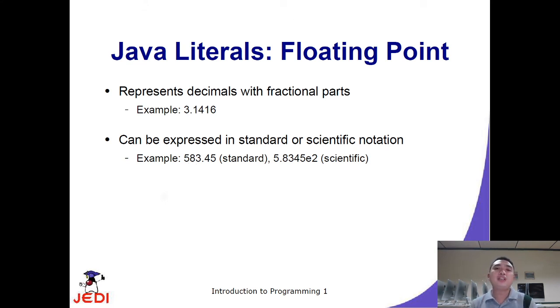For the floating point literals, floating point means, ito yung parang may decimal value. Okay? So in numbers in Java, we do have the integral part and then the fractional part. The integral part, ito yung whole number. Then the fractional part, ito yung mga decimal values. So in Java literals, we call those numbers na merong fractional parts as floating point. So it can be expressed in standard form na wala siyang scientific notation. So let's say for example 3.1416, that is the standard floating point value.